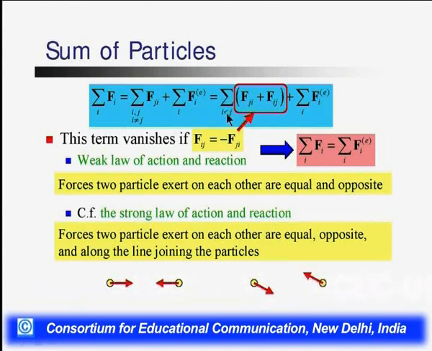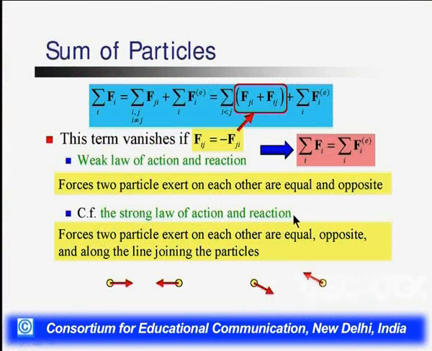Then the equation will become summation over i of Fi equals summation over i of Fi^e equals 0. It means all the forces acting upon it are by the external agency, and this is the weak law of action and reaction. The forces two particles exert on each other are equal and opposite, so the forces the two particles exert on each other cancel each other. That's why it becomes 0.